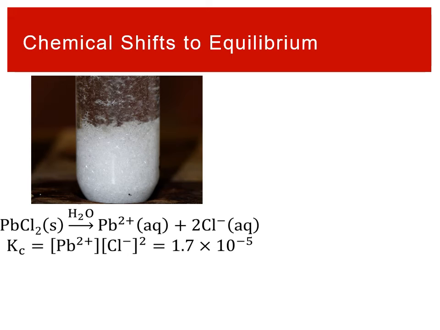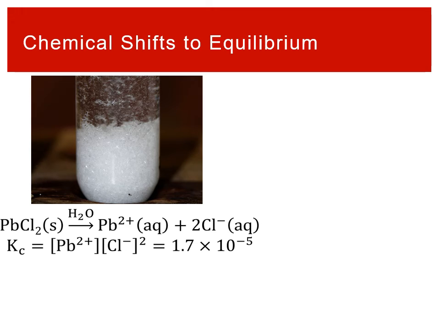So if we think about an example, lead(II) chloride can dissolve. We can write an equation for it, Pb2+ plus 2 Cl-. We can come up with an equilibrium constant for this, for the two things that are dissolved, and it's less than 1. So this is a reactant favored equilibrium, right? The Kc is much less than 1.